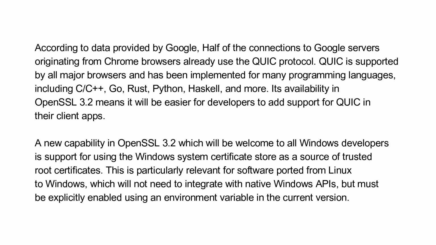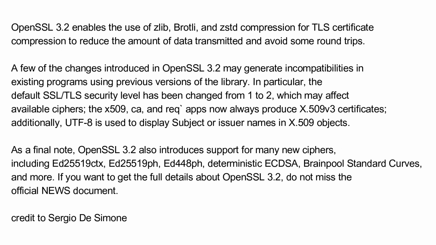A new capability in OpenSSL 3.2, which will be welcome to all Windows developers, is support for using the Windows System Certificate Store as a source of trusted root certificates. This is particularly relevant for software ported from Linux to Windows, which will not need to integrate with native Windows APIs, but must be explicitly enabled using an environment variable in the current version. OpenSSL 3.2 enables the use of ZLIB, Brotli, and ZSTD compression for TLS certificate compression to reduce the amount of data transmitted and avoid some round trips.